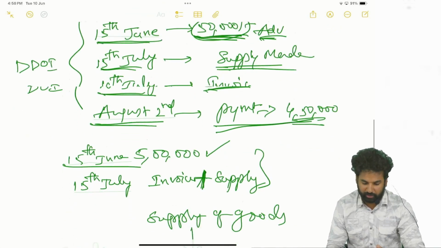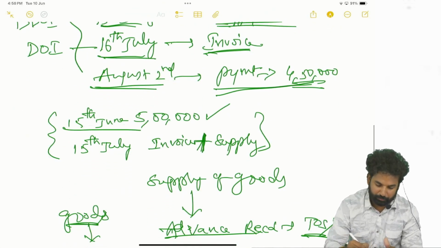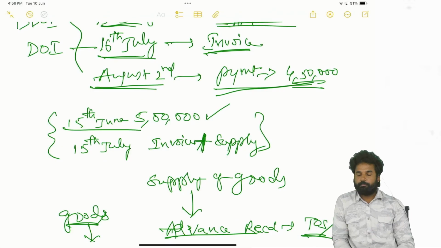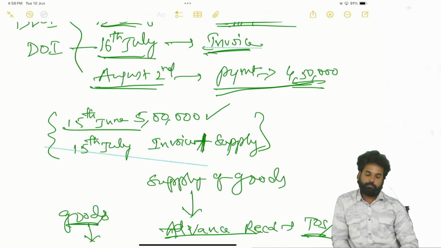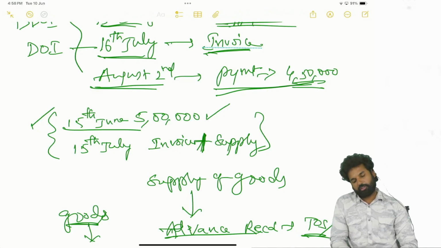Forget about the first case. In the second case, you just tell me what is the time of supply. In this case, 15th June 5 lakhs total payment received. 15th July invoice, supply made. What is this time of supply? Date of invoice or due date of invoice. Date of invoice and due date of invoice are same in this case. Correct? Same in this case.